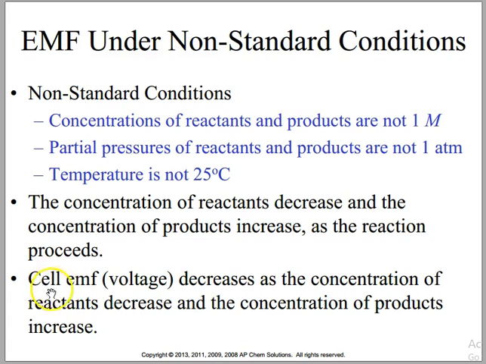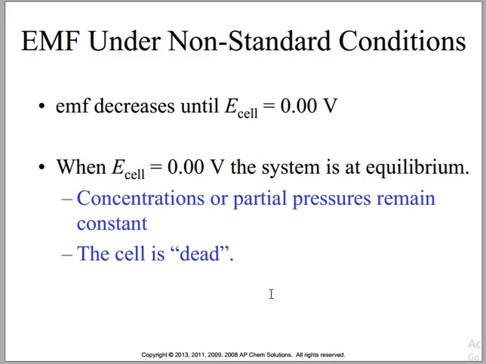Okay? So as the reaction proceeds, the cell potential, the voltage, decreases as the concentration of the reactants decreases and the concentration of the products increases. So we can apply this quantitatively. So this will decrease until the voltage is 0. So when the voltage is 0, the system is now at equilibrium and the cell is dead, or a dead battery.